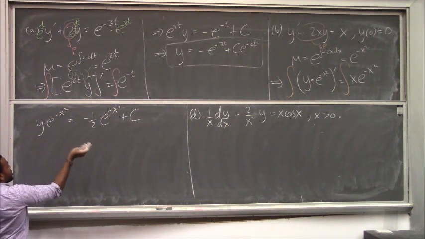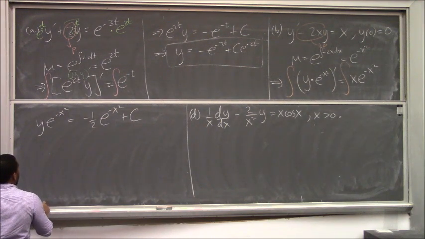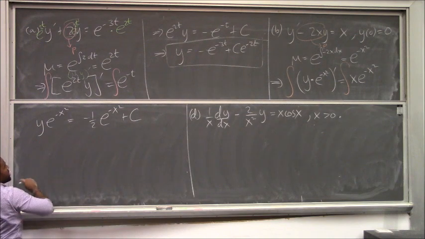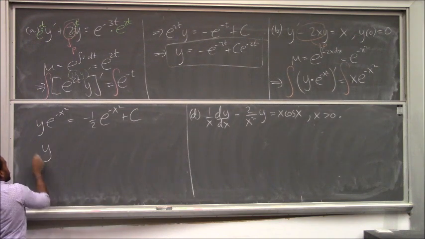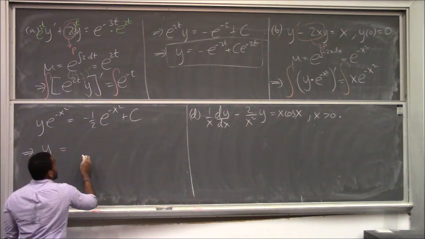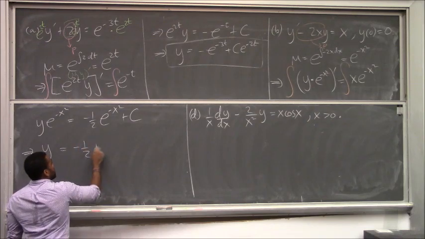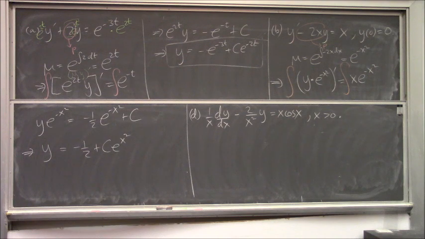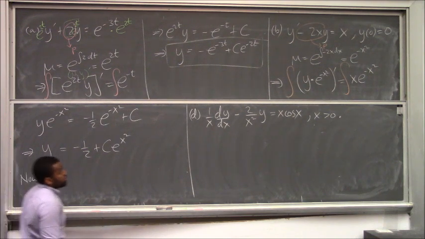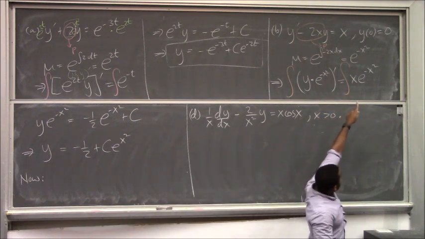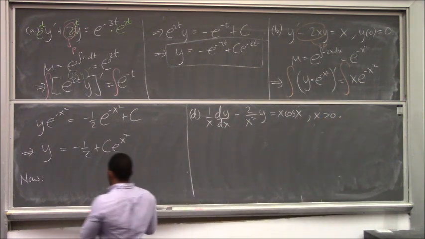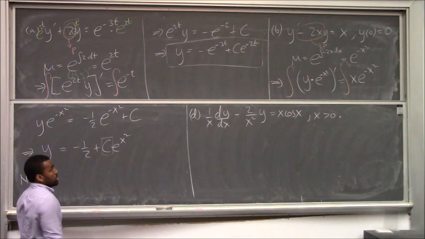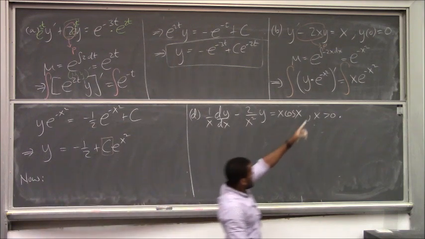And now I just multiply both sides by, or this is divided by e to the x squared, so I can multiply through by e to the x squared. So this means I have minus 1/2 plus c e to the x squared. Right? Yes. Now, don't forget we were given an initial condition, which means it is not good enough that we have this c here. We have to solve for c.